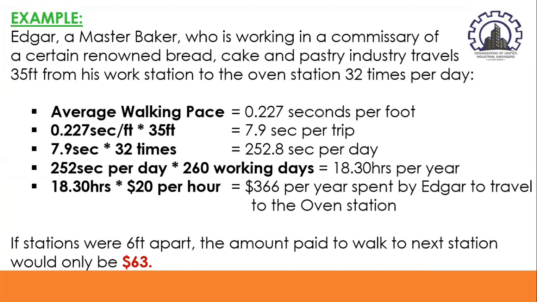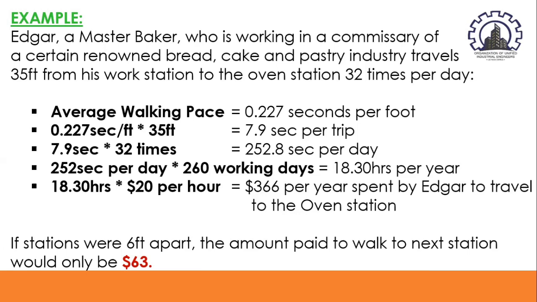And take note, the average walking pace of Edgar is 0.227 seconds per foot. And 0.227 seconds per foot multiplied by 35 feet, okay, that would be 7.9 seconds per trip. And 7.9 seconds per trip multiplied by 32 times per day of travel, that becomes 252.8 seconds per day. And 252 seconds per day multiplied by 260 working days in a year.